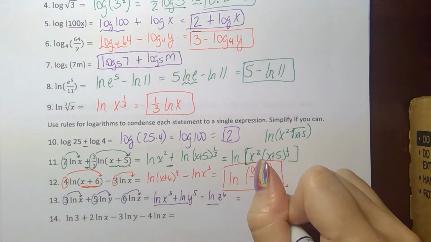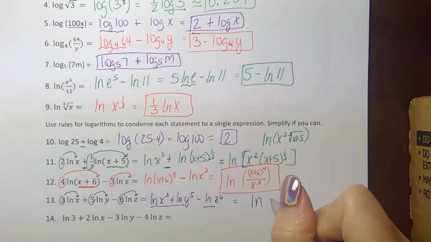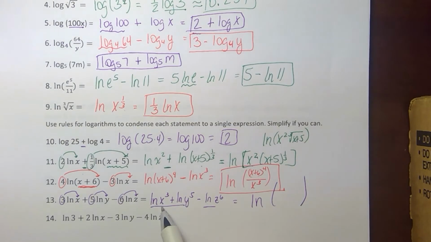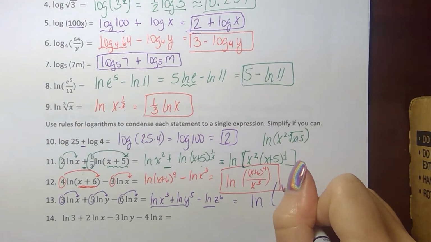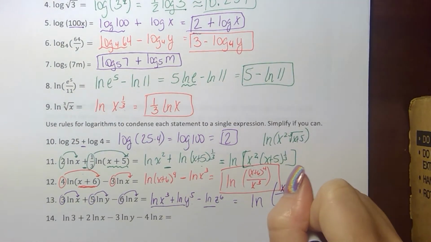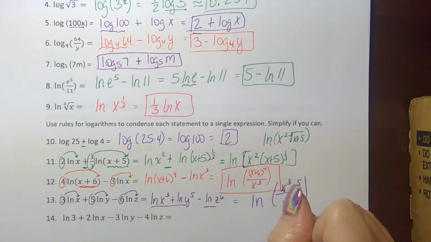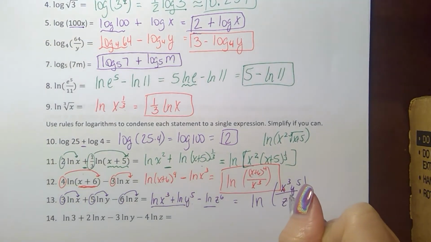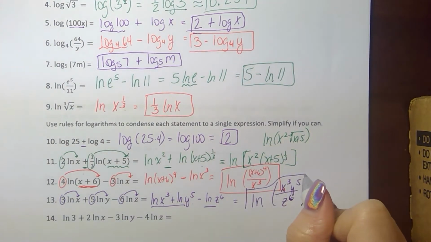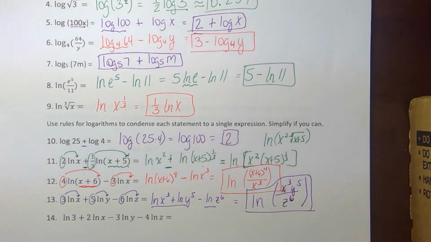All right, so my numerator, one natural log statement. My numerator is x cubed times y to the fifth, x cubed y to the fifth, and my denominator is this z to the sixth because it's what's being subtracted. So that is condensed.